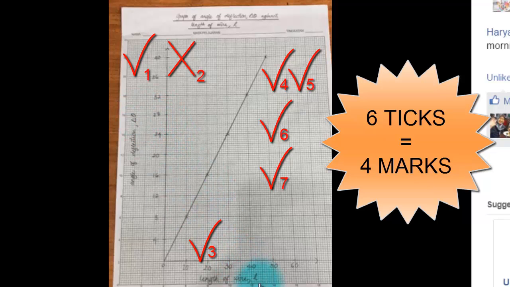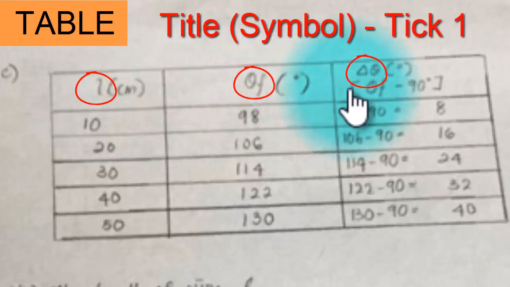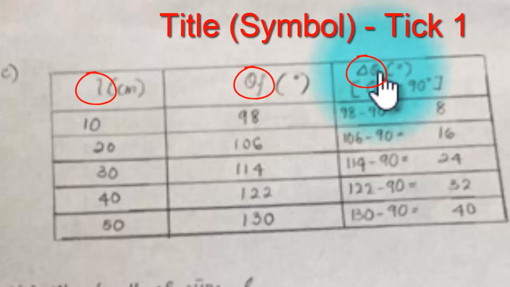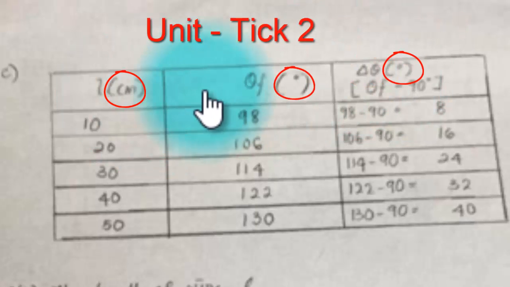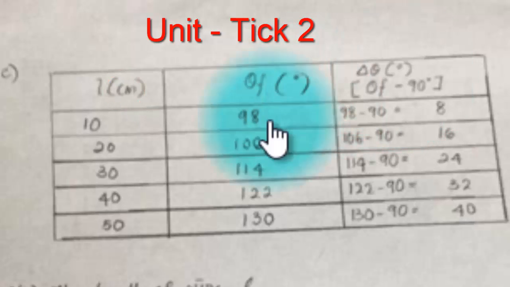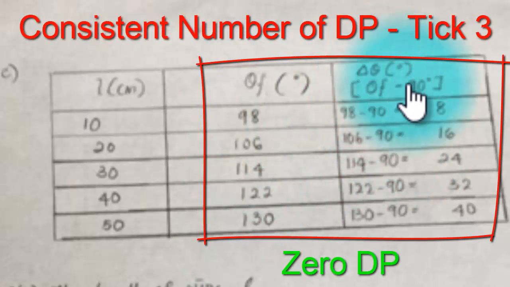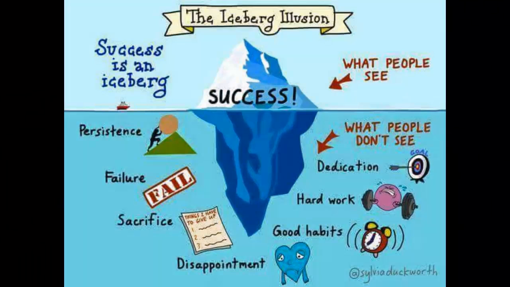I believe Laura simply made the mistake here so that all of you can learn from her. Well done, Laura. The title L, theta, F delta theta, that is the first tick, 1 mark. And then the unit cm, degree, and delta theta also has degree, so this is the second tick. And then the raw data, delta theta, F delta theta, no unit. Yes, correct, so she gets 3 marks from here. Well done, Laura. Really hope you can score in your physics paper.